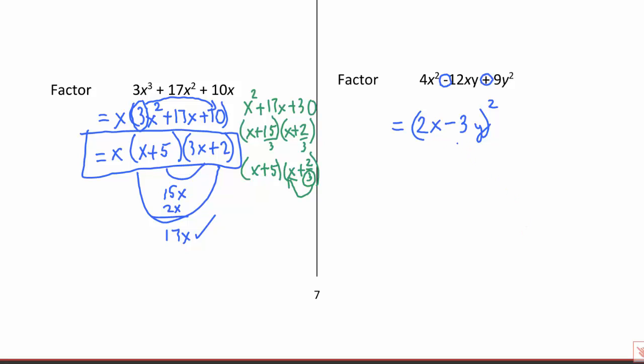So square everything here. So 2 squared is 4, x squared is x squared, 3 squared is 9, y squared is y squared. Now multiply these two together. 2x times negative 3y is negative 6xy, and double that means negative 12xy. And that's the middle term. Therefore, (2x minus 3y) squared is the factorization of 4x squared minus 12xy plus 9y squared.